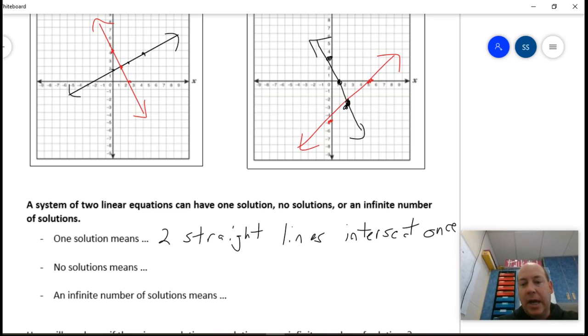Okay. No solution. Well, that means the lines can't touch, right? So what does it mean if two lines aren't touching each other? We learned this last unit. That means they're parallel.